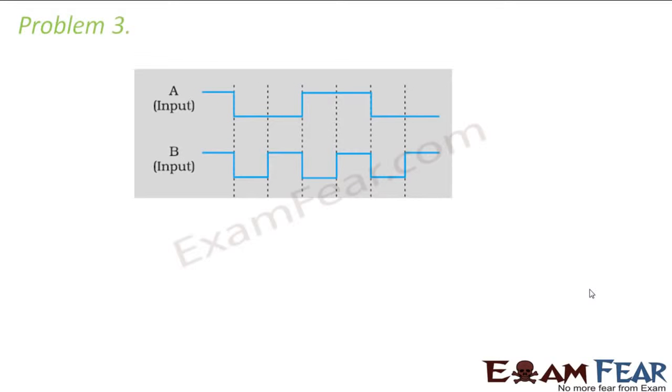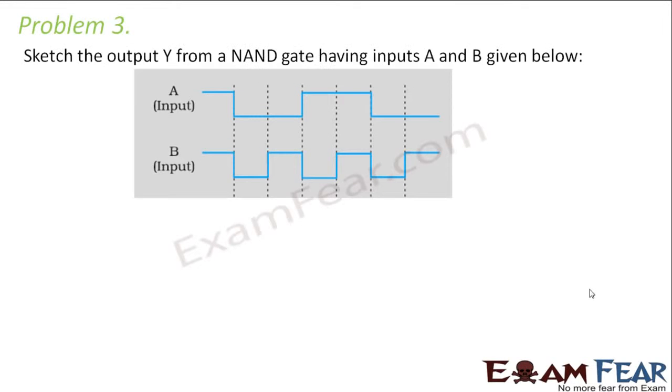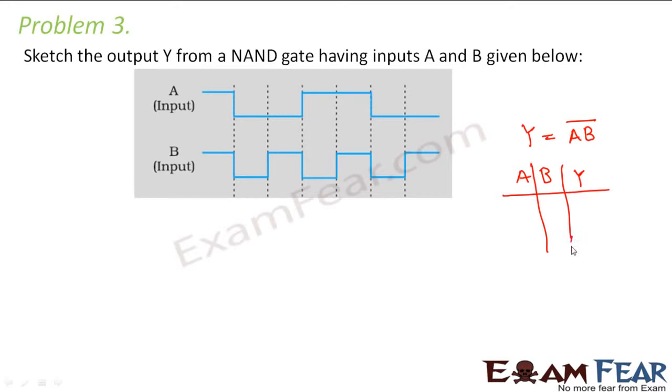Let us look at the last problem of this lesson. It asks us to sketch the output Y from a NAND gate having inputs A and B given below. So what is your NAND gate? In a NAND gate, the output is given by (AB) bar. So let us quickly plot the truth table of a NAND gate.